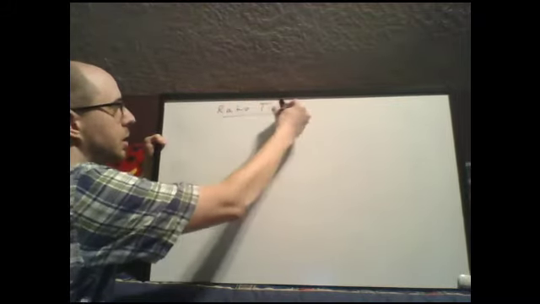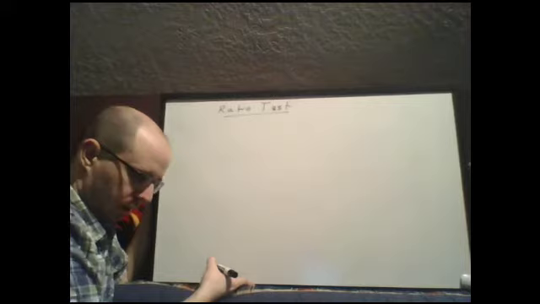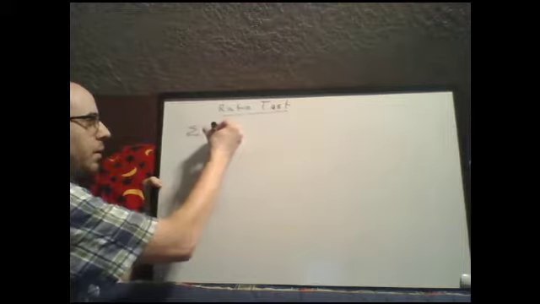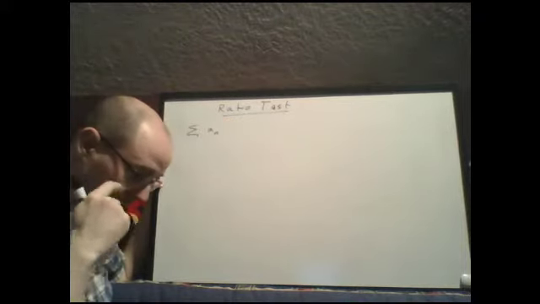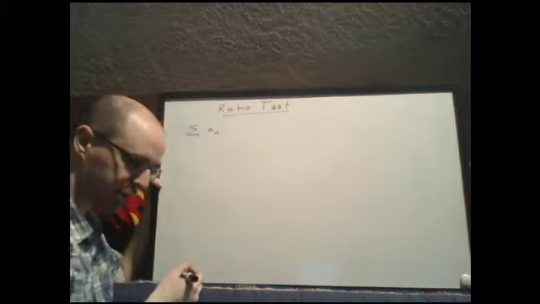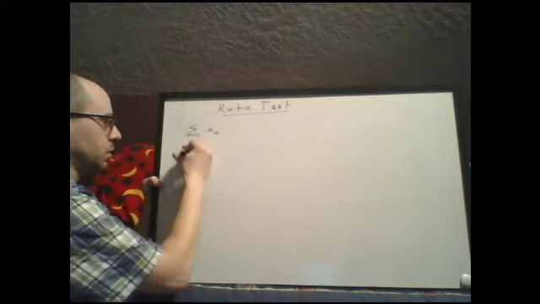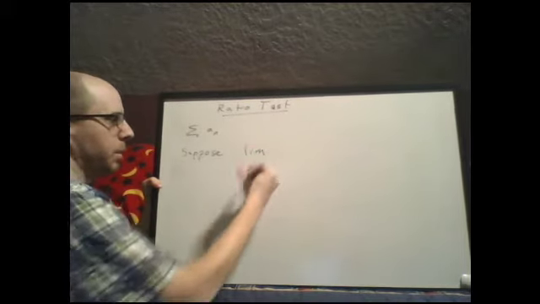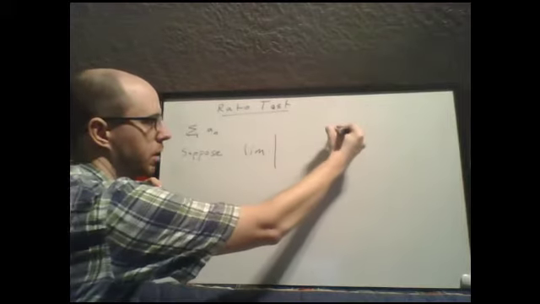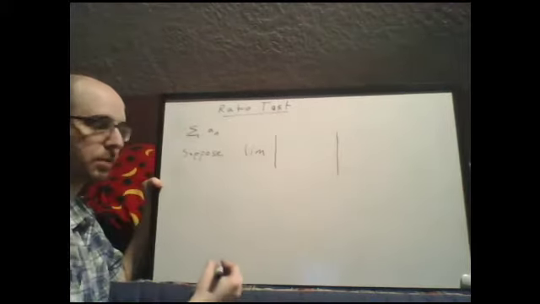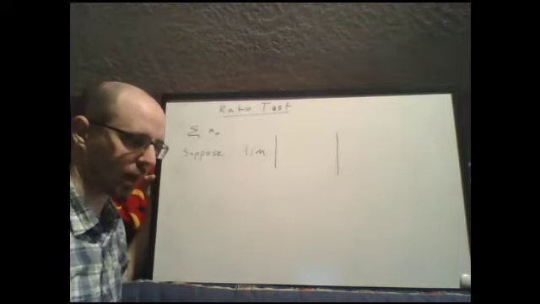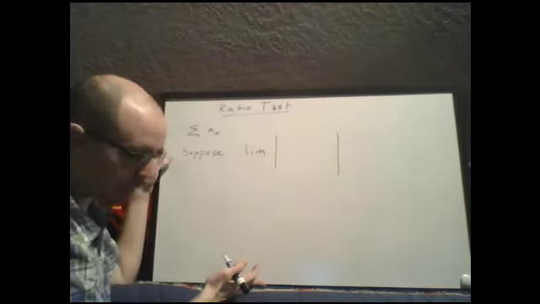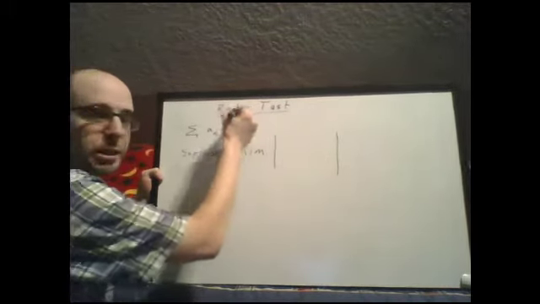The ratio test. All right, so we've got a series, summation of an, and we look at a certain limit. So suppose the limit of, I'm going to take absolute values, because this is a test that involves absolute convergence. But what we take the limit of is a ratio, so hence the name ratio test.